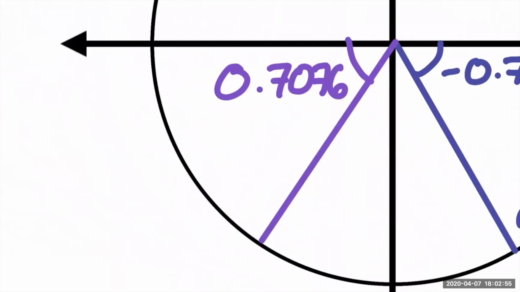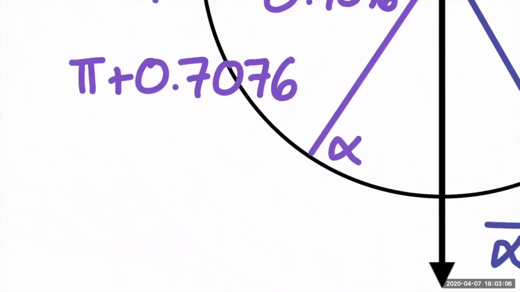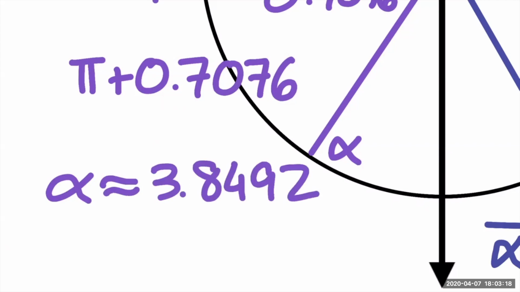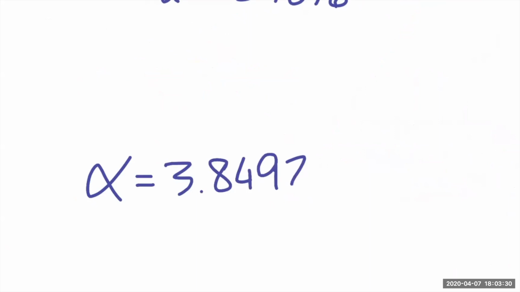We can do a similar thing over here. If we know that this angle is at pi, then we can add our reference angle to pi to find the location of this terminal ray for alpha. So pi plus 0.7076, and we get that alpha is approximately 3.8492. So all in all, when we're talking about alpha here, alpha is equal to 3.8492 and 5.5756.